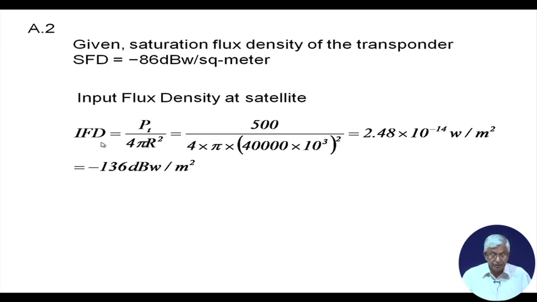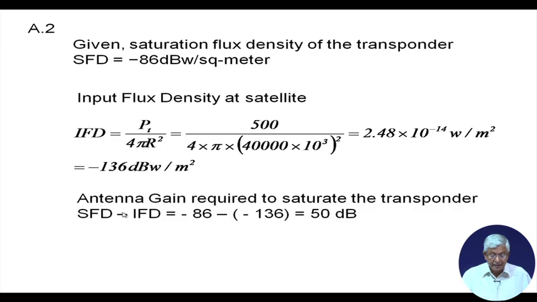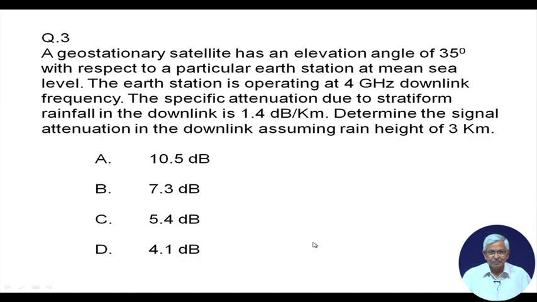This is input flux density, and antenna gain required to saturate the transponder is saturation flux density minus input flux density, that is subtract these two, you will get 50 dB, that is the antenna gain, 50 dB. So, appropriate option is B. Let us go to the third problem. Those two are much simpler.